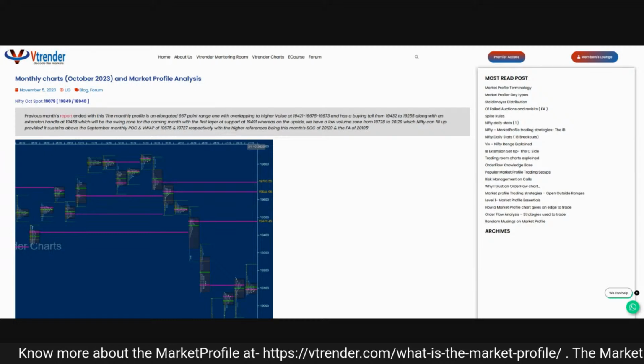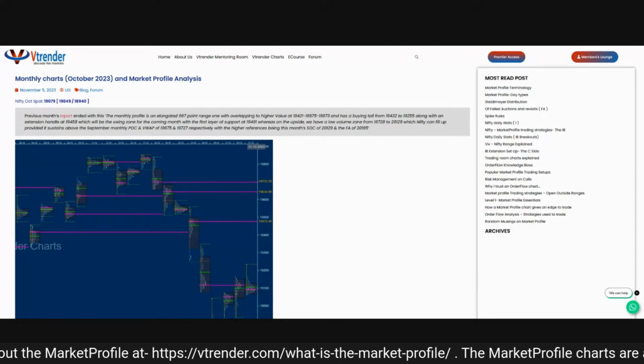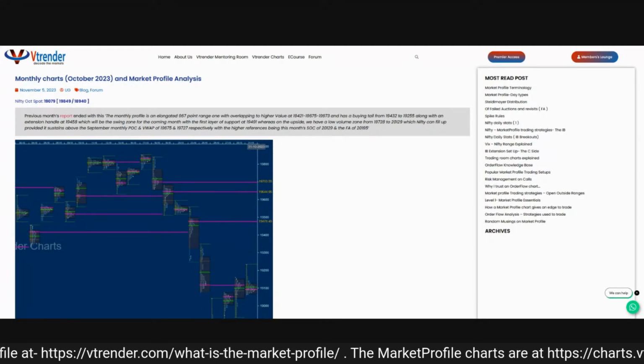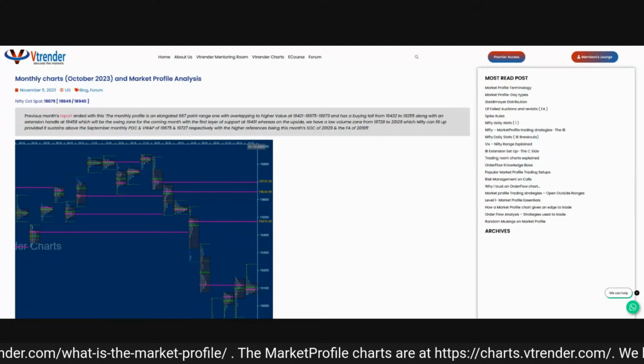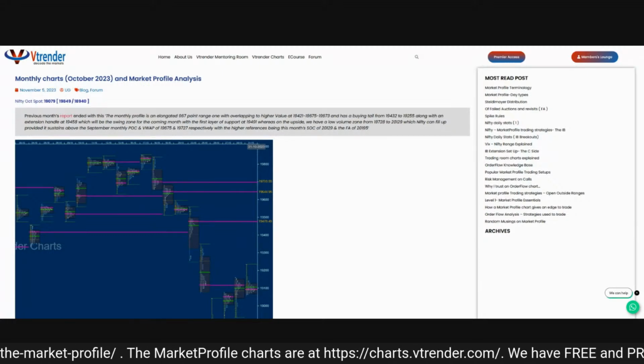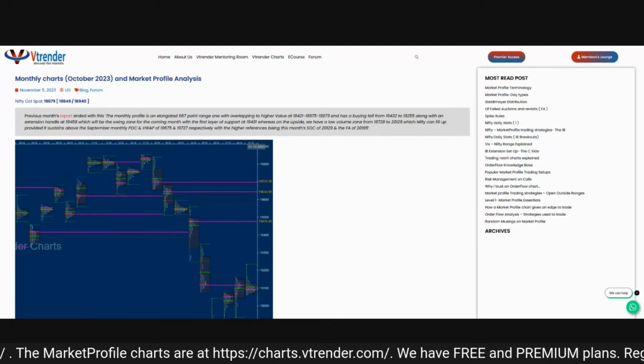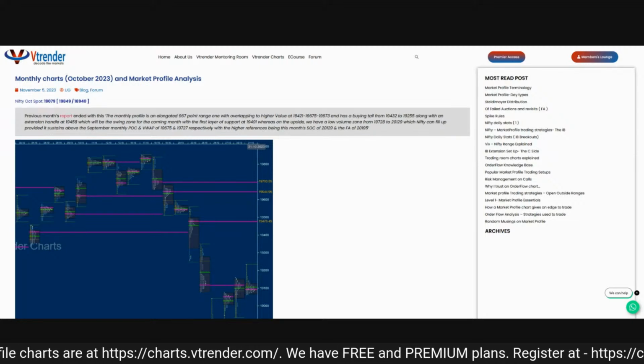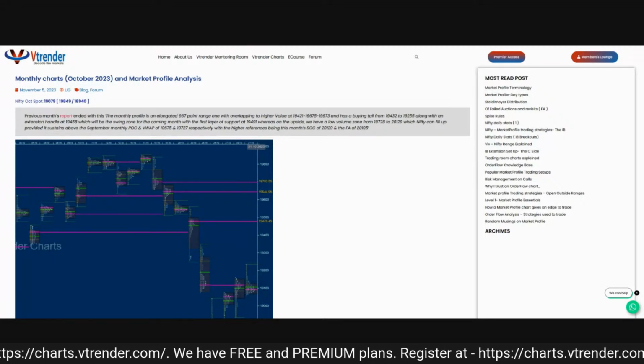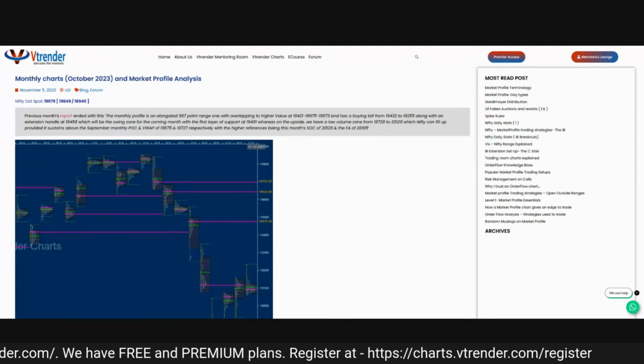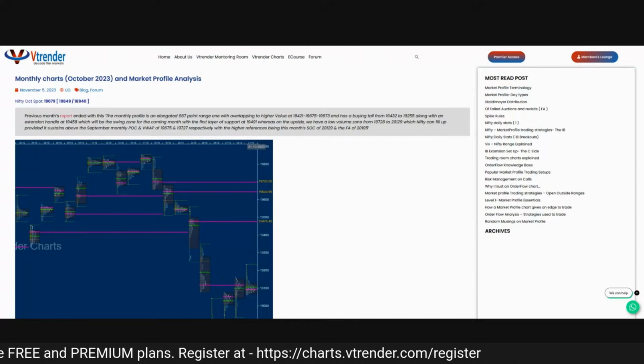So welcome to this session where we are speaking about how we follow the top to bottom approach at WheatRender using MarketProfile and how we figure out the references going forward. We start with the monthly. We also have these reports which are published on the website under the forum section.